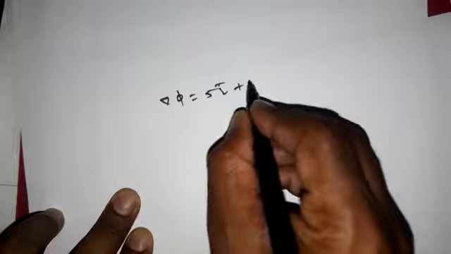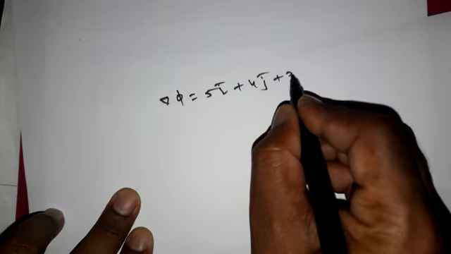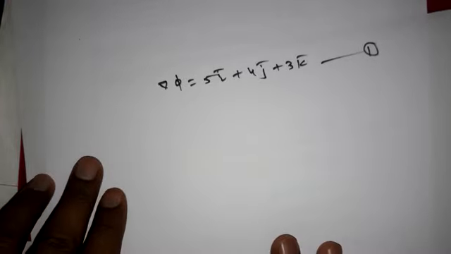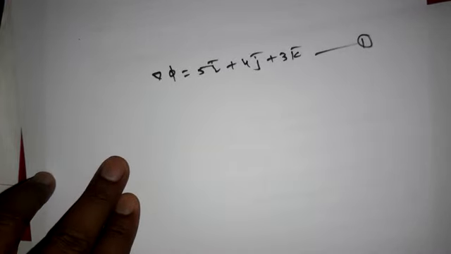So again, del phi is in my hand, so I can write del phi so that I can use it directly. Del phi is equal to 5i bar plus 4j bar plus 3k bar. This is my first equation. I just write it down so that I have to use that.